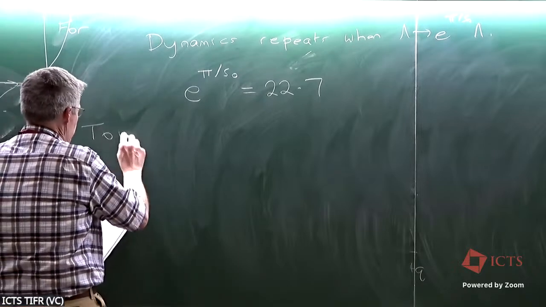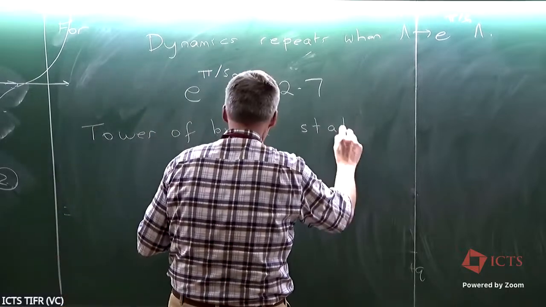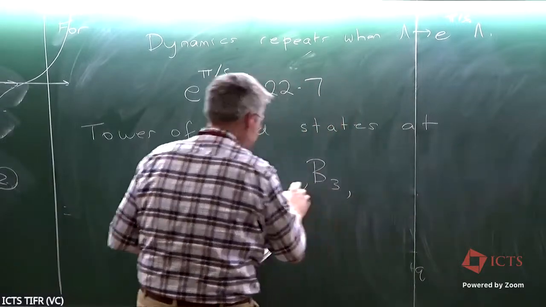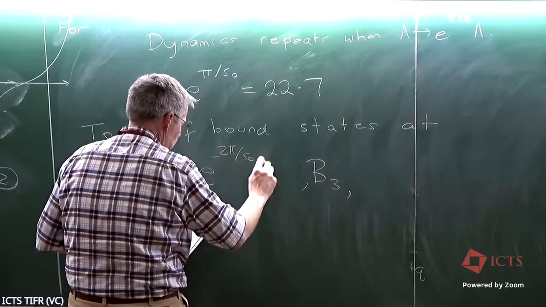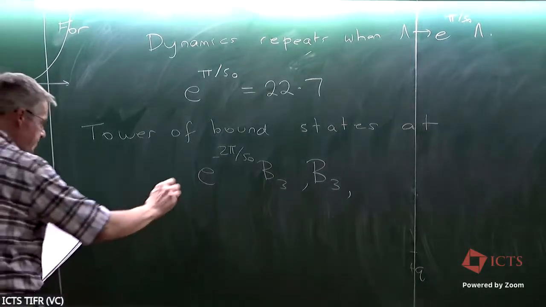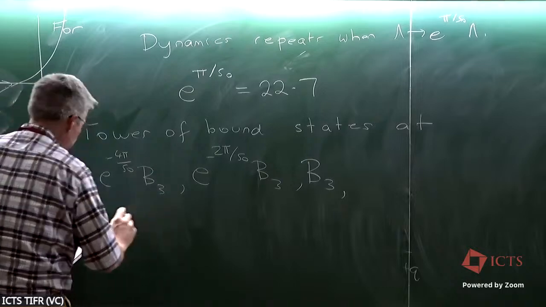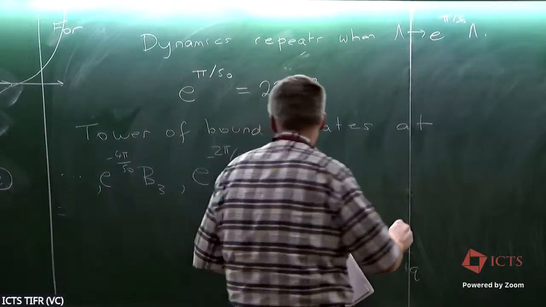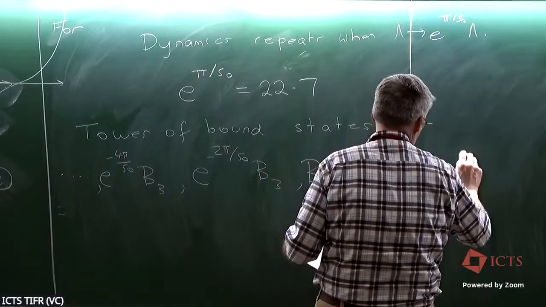So that means if you went to the infinite cutoff limit, you would actually have an infinite tower of bound states. There'd be the one you picked at B3, and then there'd be another one which was 1 over 22.7 squared shallower, another one that was 1 over 22.7 squared shallower, and so on, all the way to 0. And there's infinitely many deeper states too, if you took the cutoff to infinity.